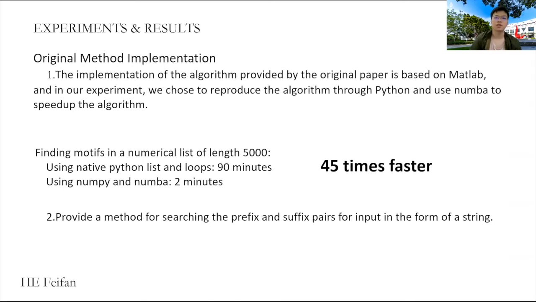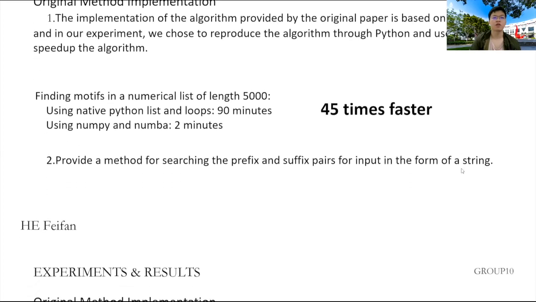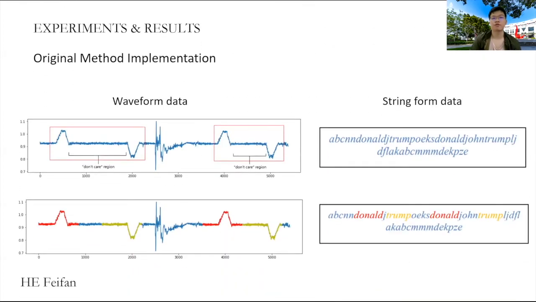In addition to implementing the method of finding semantic motifs in the waveform data mentioned in the original paper, we also provide a method for searching the prefix and suffix pairs for inputs in the form of a string. When using string form as input, we use edit distance to replace the Euclidean distance. For numerical waveform data, we use the following example to illustrate the effect of this algorithm.